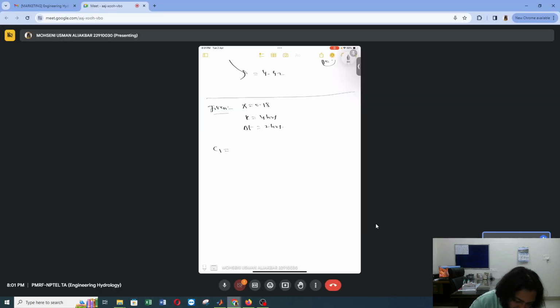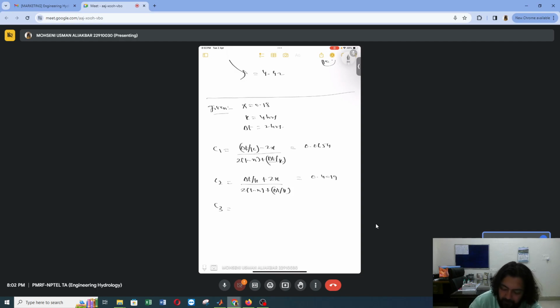So we are going to derive the value of C1. The value of C1 would be delta t by K minus 2x, divided by 2(1 minus x) plus delta t by K. So by using this equation we get the value of C1 as 0.0654. Similarly, by using the equations of C2 and C3 we can calculate the values. So the value of C2 would be, rest everything would be same, equal to 0.4019.